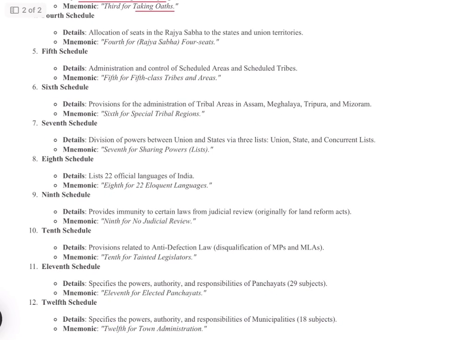The fourth one is for seats. So allocation of seats in Rajya Sabha to the states and union territories. Seats in Rajya Sabha means that if there is state 1, state 2, state 3, for example, it is UP, Himachal Pradesh, and then MP. So there are three states.